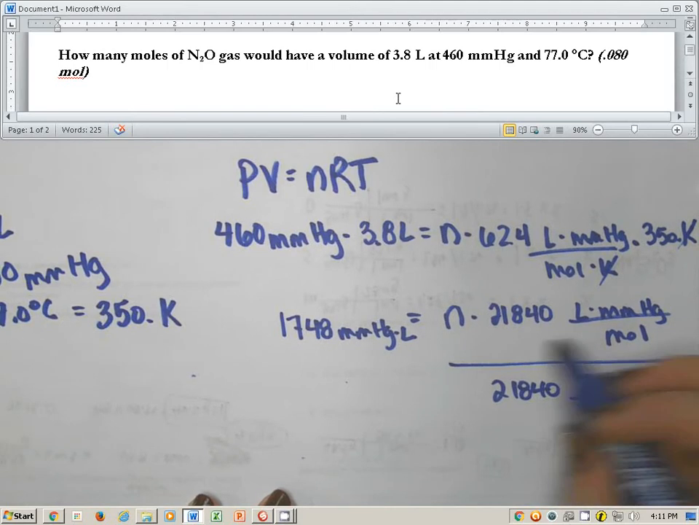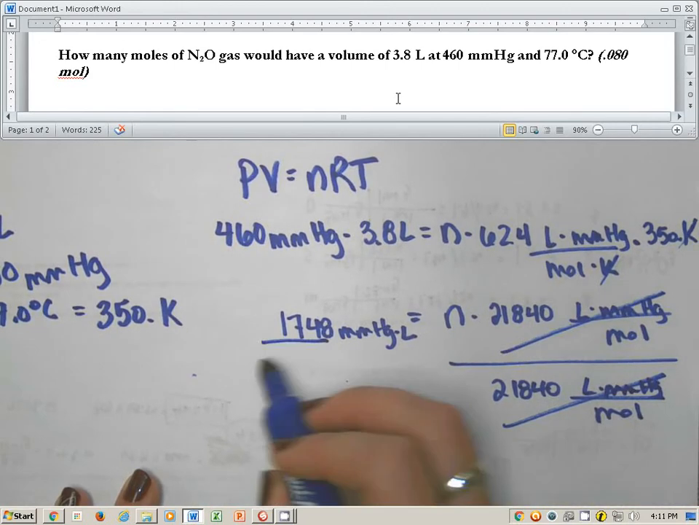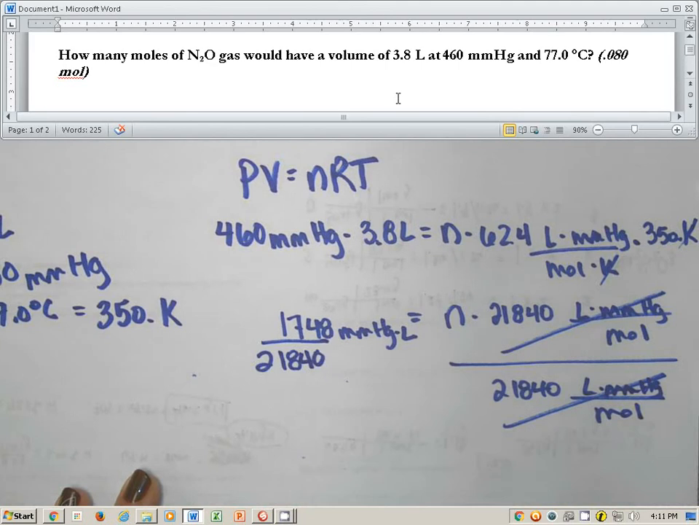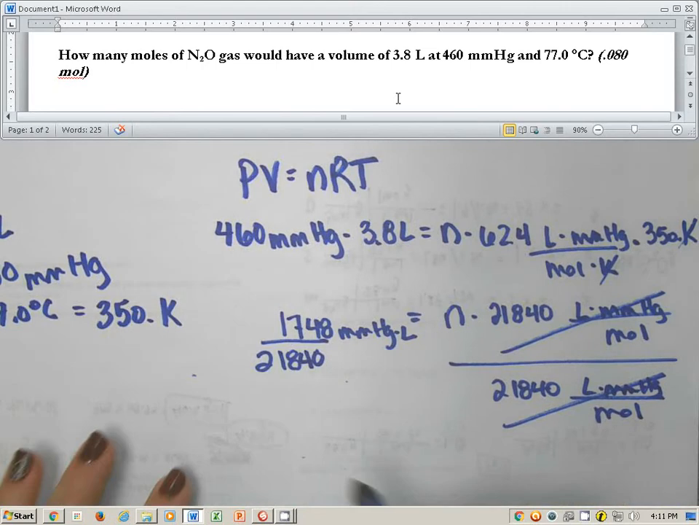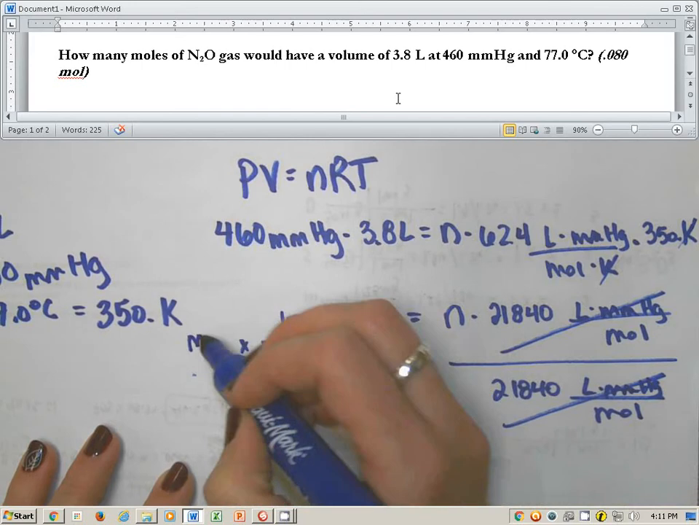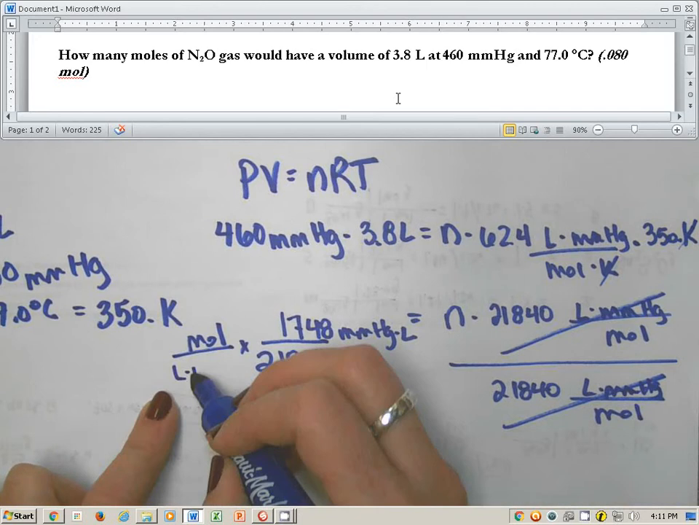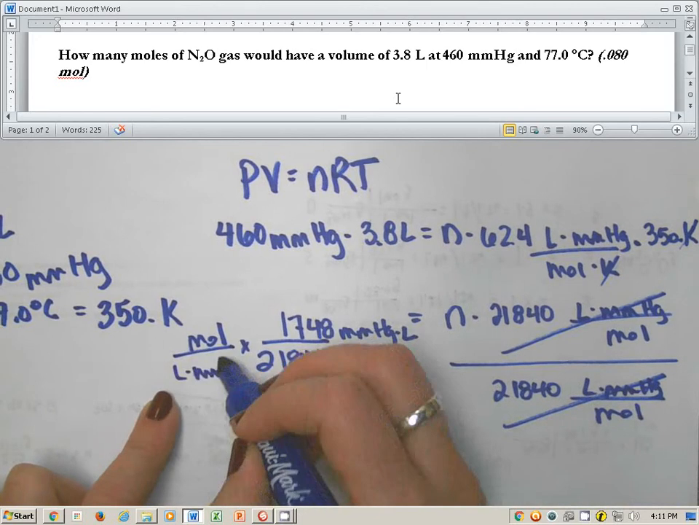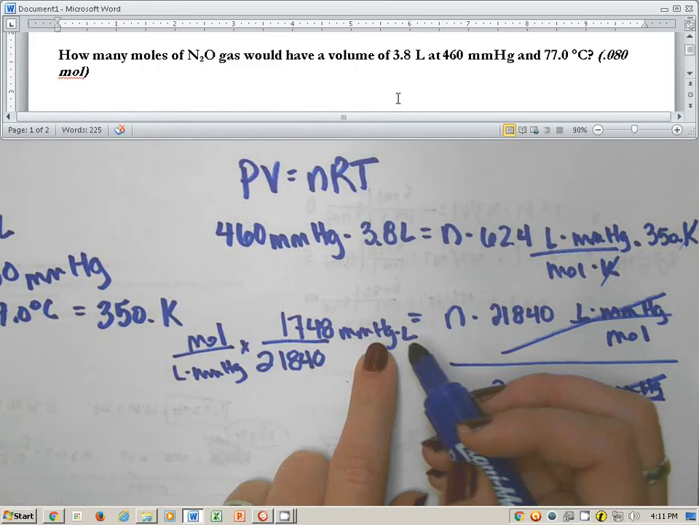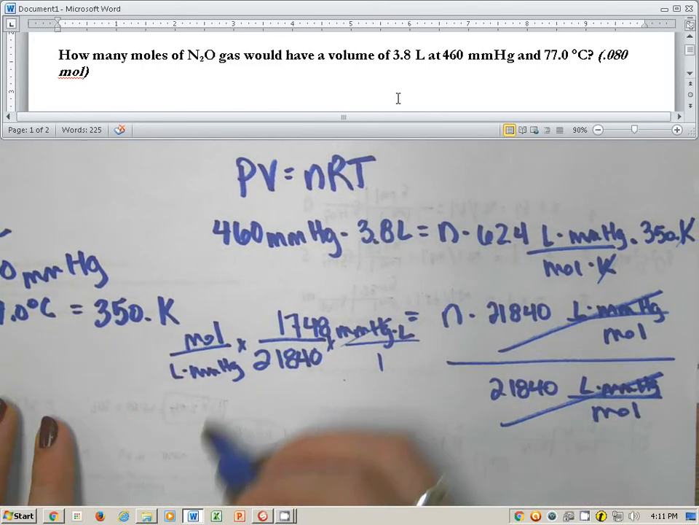Alright, so that'll be divided by 21,840. Remember that when you divide by a fraction, it's really the same thing as flipping it and multiplying. So I'm running out of room, so I'm going to flip it and put moles on the top, and on the bottom will be liters times mmHg. Well, look, this is the same thing as saying it's over 1. So now mmHg cancels, liters cancels, and I'm going to be left with some number.